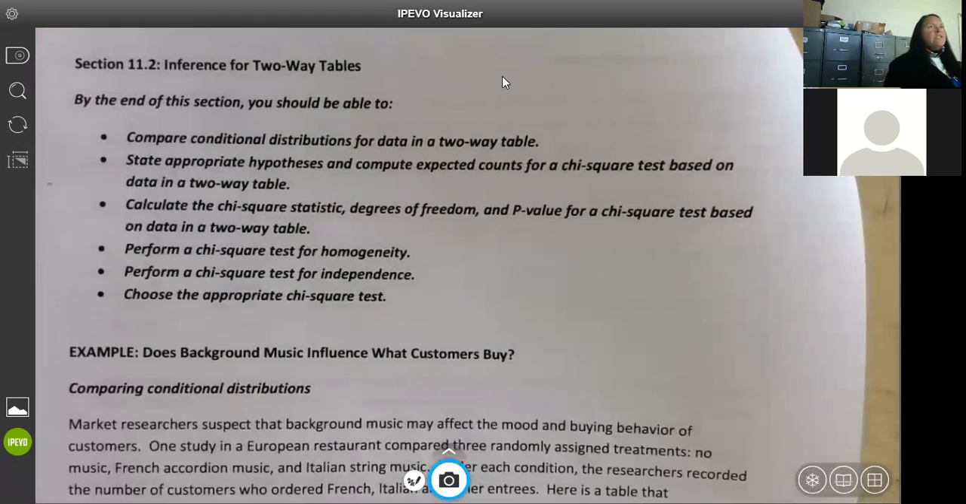All right, 11.2. I stopped doing a bunch of the notes on here. It's still notes, it's just more examples than fill in the blank notes, just so you guys know. So it'll move a little bit quicker. But 11.2 is inferences and two-way tables, and this is a very long section, so it'll probably take us a couple days to do it. I know we will not finish it today.